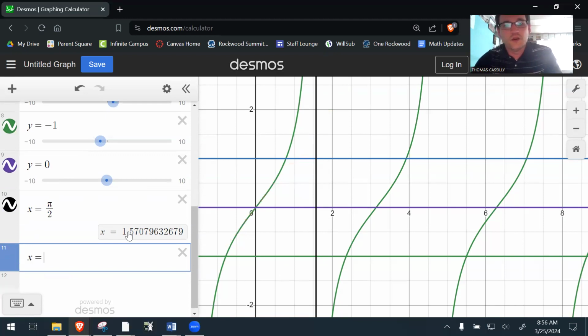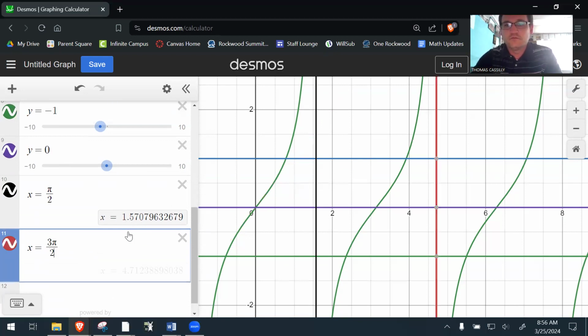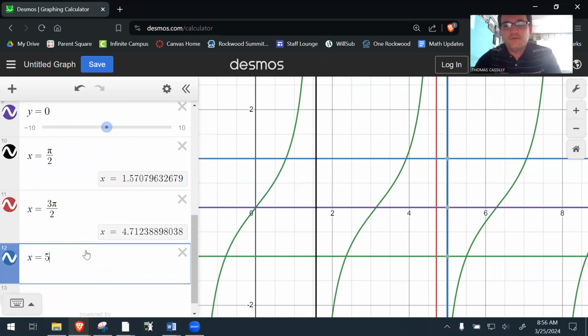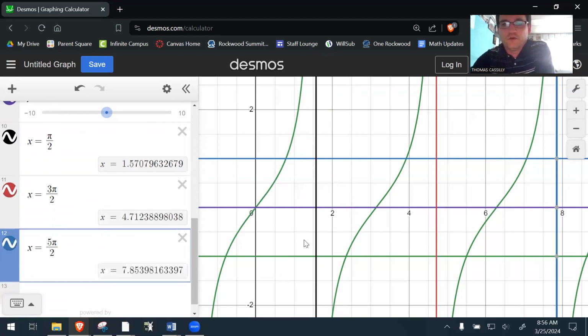So there's going to be one at 3 pi over 2. Right? And then there's going to be another one at 5 pi over 2. Right? There are all these vertical asymptotes going on with this tangent function here.